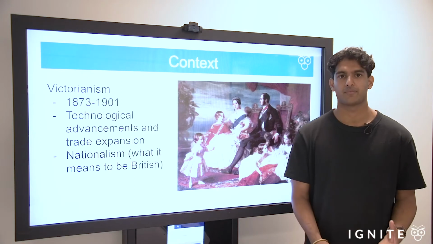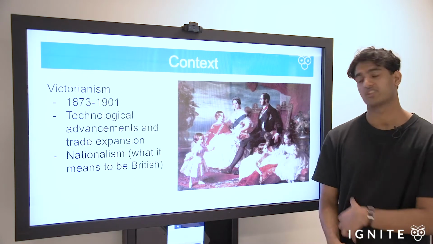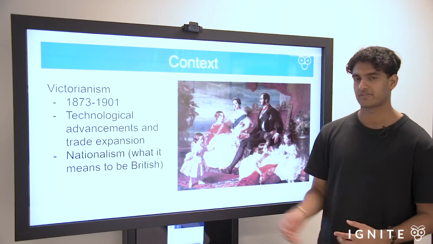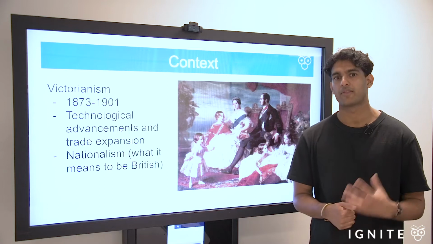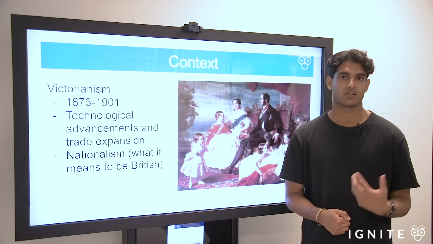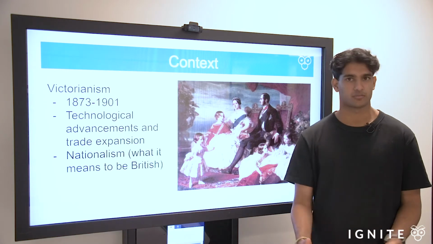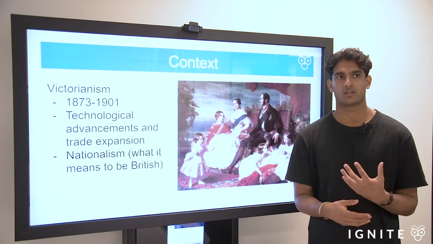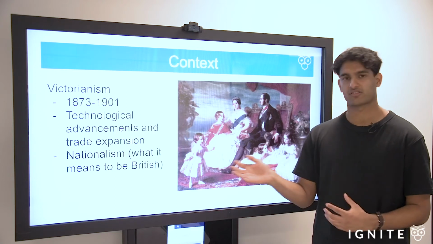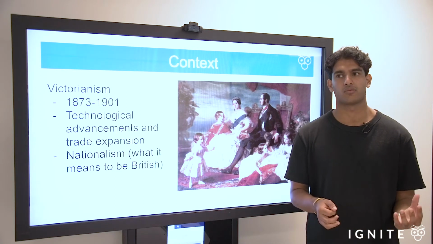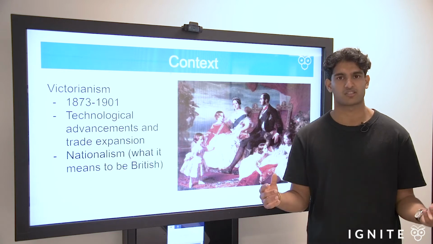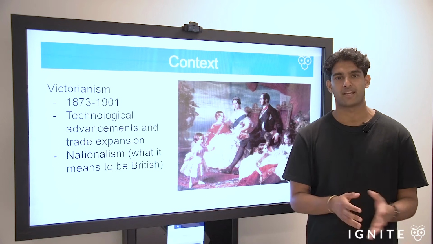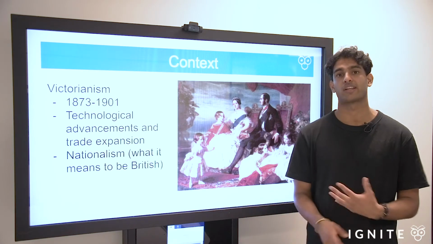So during this time, the period was known as Victorianism, i.e. it was under the reign of Queen Victoria. And this occurred from 1873 to 1901. And the period was defined by rapid technological advancements like the sewing machine, which facilitated this growth in manufacturing and consumer goods, and also trade expansion, which we've discussed before regarding Britain's colonial expansions and inventions like the steam engine, which made domestic transport a lot easier.